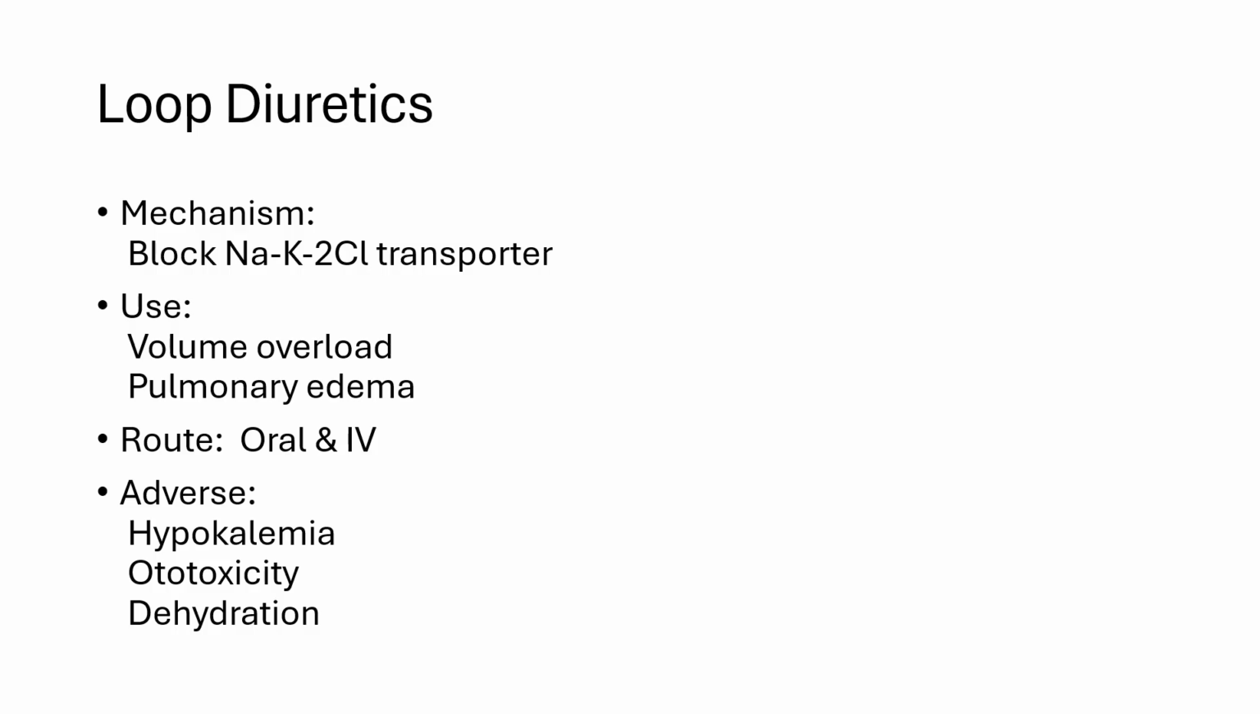These medications can be administered orally in outpatient management, but they are also available IV, which makes them especially useful in the acute setting like pulmonary edema. Adverse effects reflect their strong diuretic action. So hypokalemia is common and can be clinically significant. Dehydration and volume depletion can occur if over-diuresed. Ototoxicity is a unique and notable risk, especially with high doses or rapid IV administration. So clinically, when you think volume overload, particularly with pulmonary congestion, loop diuretics are often the appropriate choice due to their potency and IV availability.